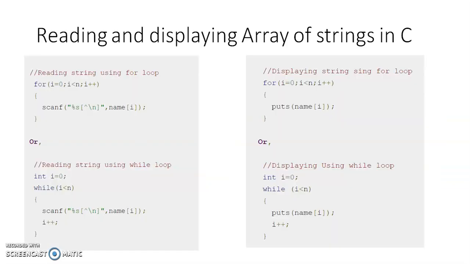So how to read and display the array of strings in C language is given here. We can use either for loop or while loop. Reading the string using scanf, reading the total string till it reaches \n, and displaying the string. For that we use the puts function, and the other one is using while loop. We can also read a string and we can also display a string.